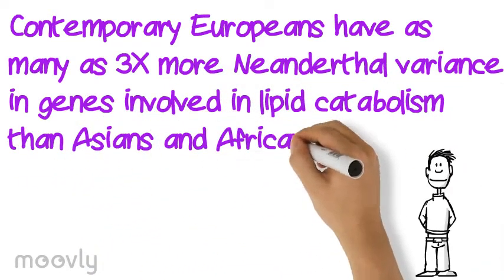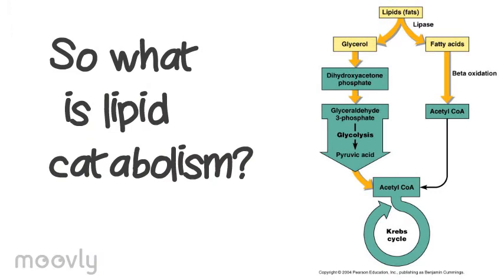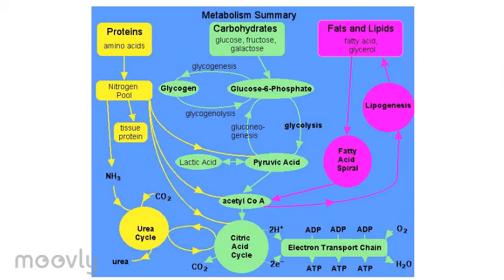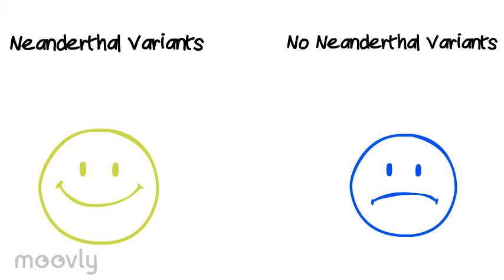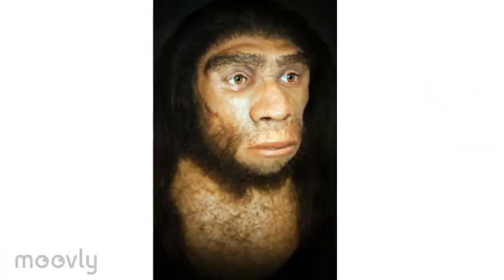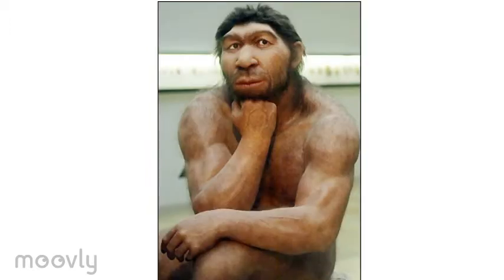For example, contemporary Europeans have as many as 3 times more Neanderthal variants in genes involved in lipid catabolism than Asians and Africans. Lipid catabolism involves the reactions and pathways that result in the breakdown of lipids and the release of energy. A possible explanation for this greater amount of Neanderthal-like sites in these catabolic genes is that it may have given a selective advantage to the individuals with the Neanderthal variants compared to anatomically modern humans that settled in the same geographical areas. The possible selection advantage has not been revealed thus far.